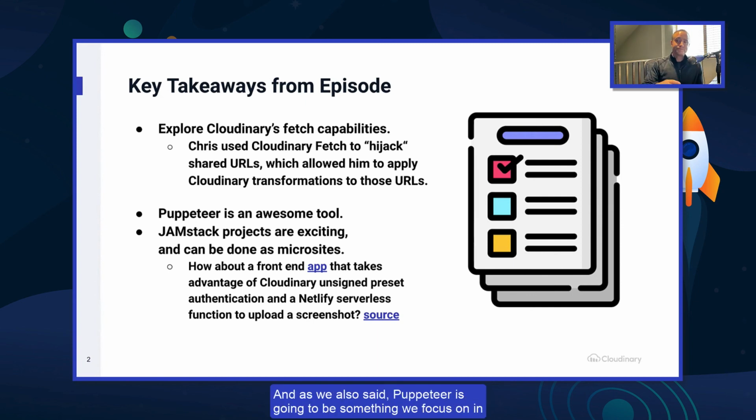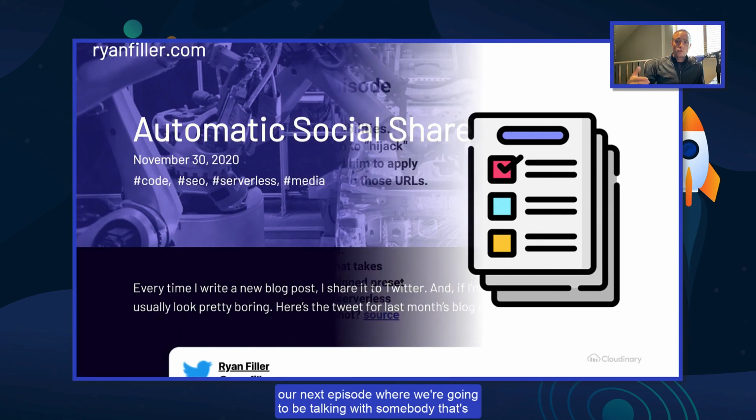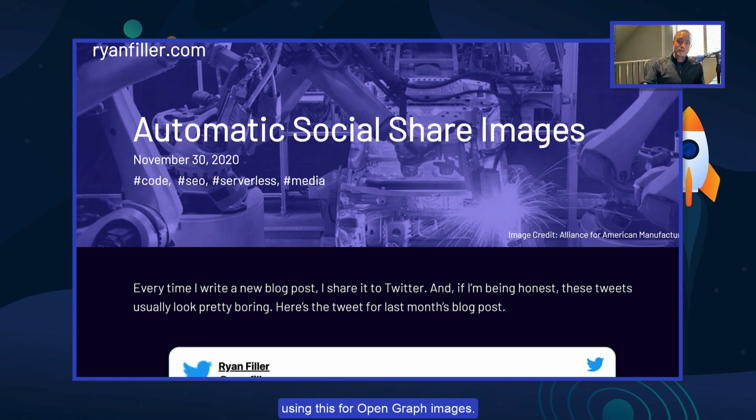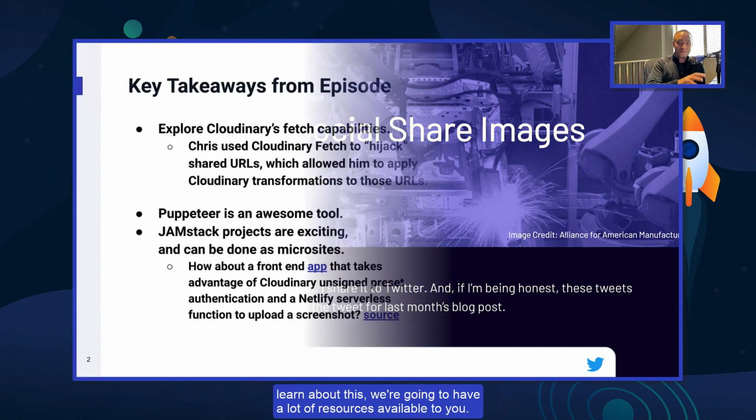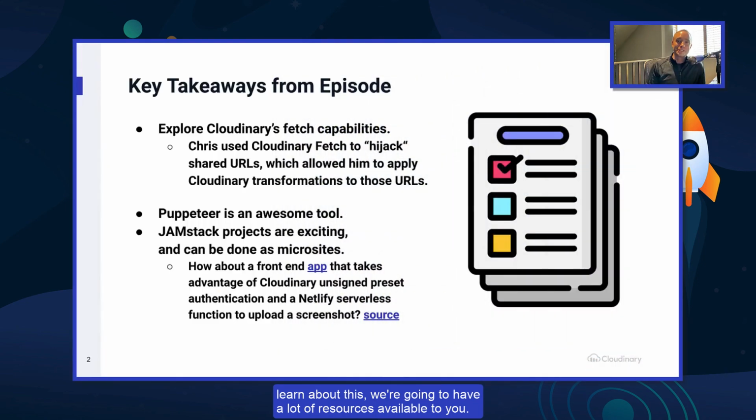And as we also said, Puppeteer is going to be something we focus on in our next episode, where we're going to be talking with somebody that's using this for open graph images. So you're going to have lots of different ways to see how Puppeteer and Cloudinary, as well as Netlify, can all play together in interesting ways. So this is going to be something that I think, as a developer, if you wanted to learn about this, we're going to have a lot of resources available to you.